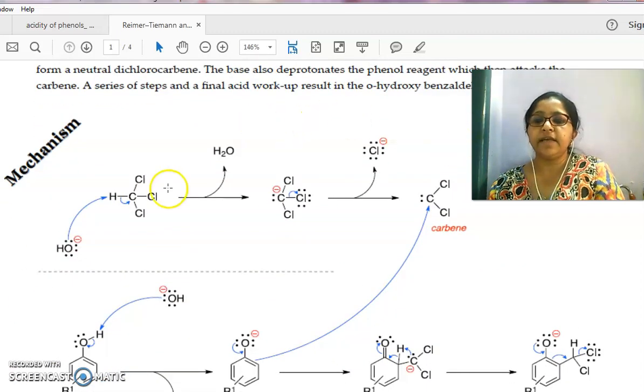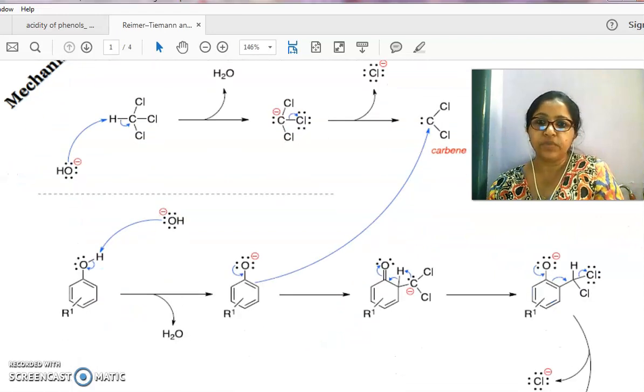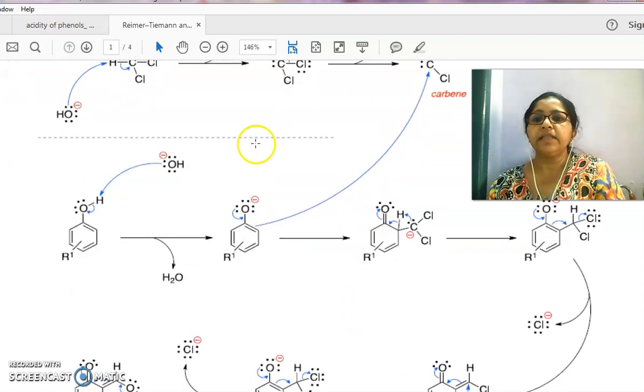So first step, as I have told you, the base abstracts a proton and gives a trichlorocarbon anion. This is a negative charge species. From here the Cl minus leaves, and what we get is a 6 electron species, electron deficit definitely, a carbene. The next step, the base again abstracts one proton and a phenoxide ion is formed. This phenoxide ion, the negative charge comes to the ortho position.